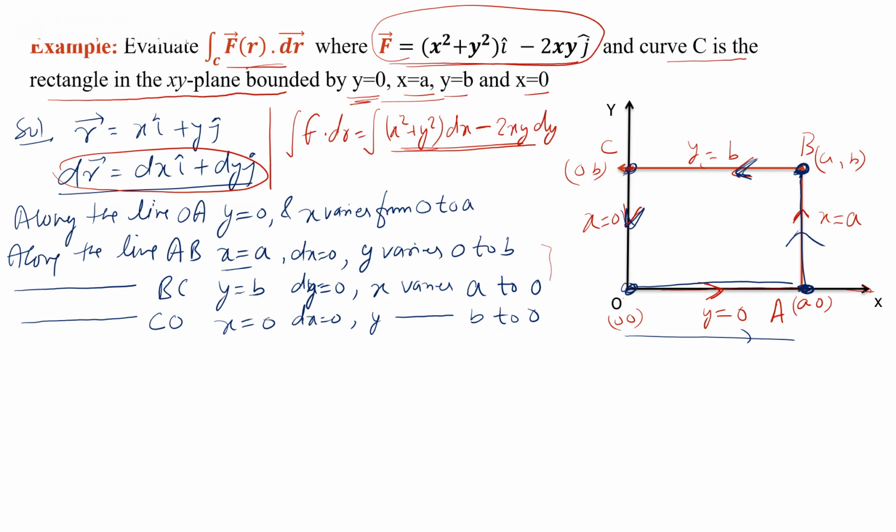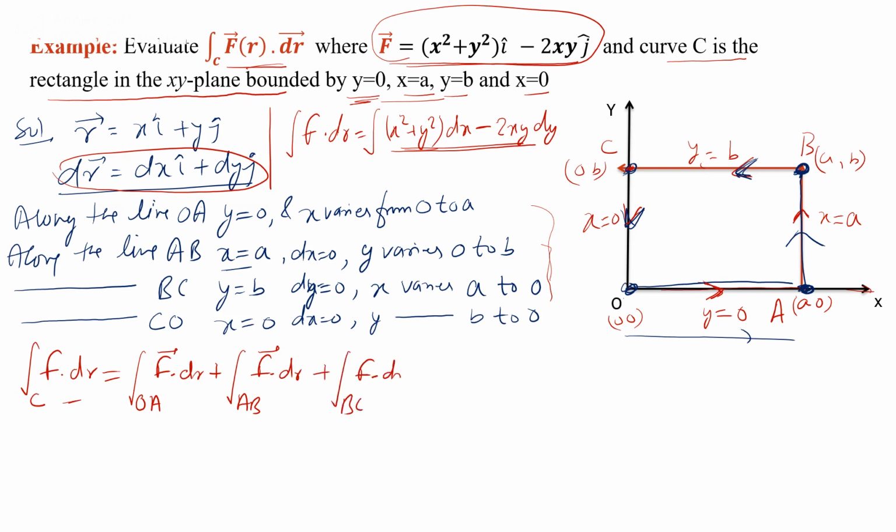Now after writing the limits, you have to remember in which direction you are doing the integration. So the integral f dot dr, where C is a curve, or we can say the line. We first break that integral into the integral along OA of f dot dr, along AB of f dot dr, where f is a vector, along BC of f dot dr, and along CO of f dot dr.